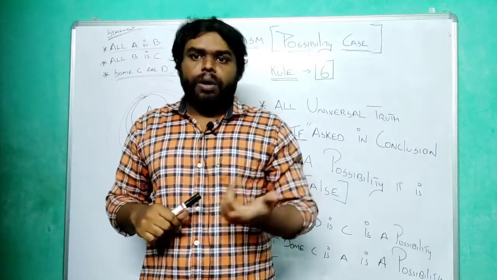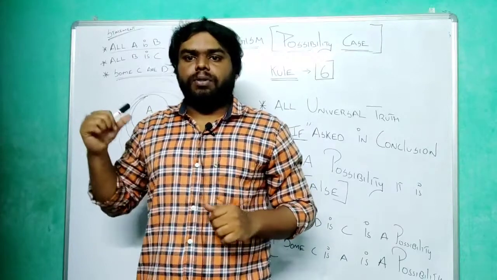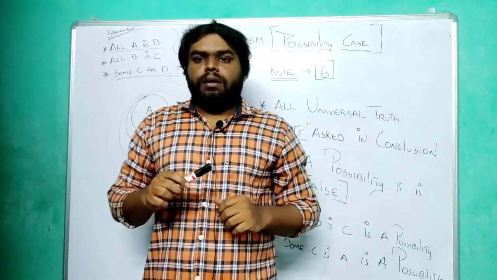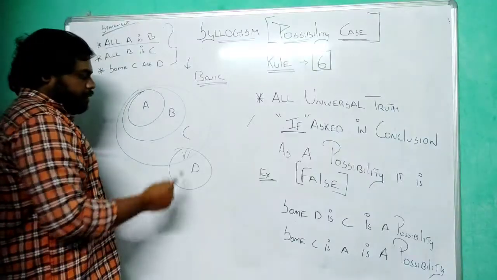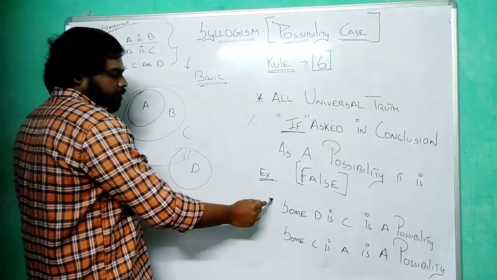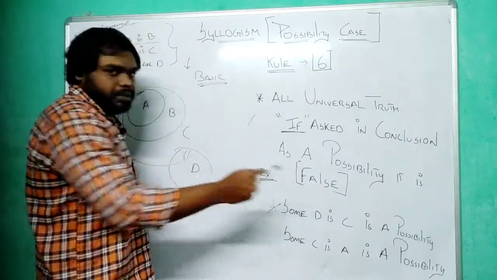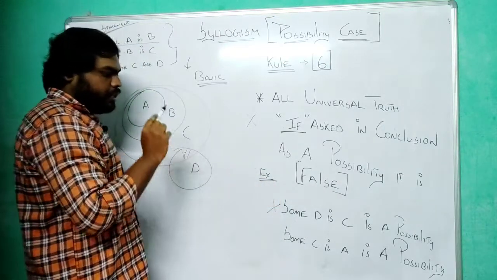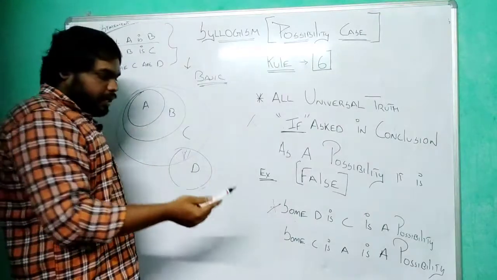If I already know a truth and I'm asking it in a possibility, that is wrong in the possibility case, right? If you can understand this, you will have no doubt in possibility, right? This is a false statement because a universal truth is being asked in a possibility case, so it is 100% wrong. And also I will explain another case.